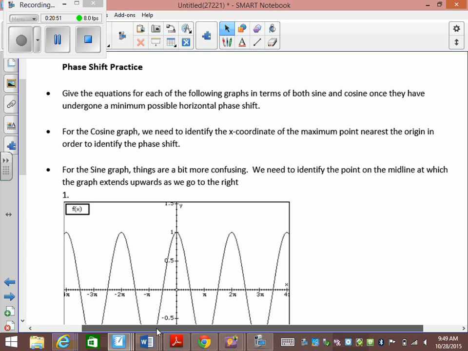Now, I can ask you to find sine or cos of any graph, because remember, sine and cos are literally just a pi over 2 shift of each other. Then if I shifted them pi over 2 one way or the other, I would get the graph completely on top of each other. For the cosine graph, we need to identify the x-coordinate of the maximum near the origin.